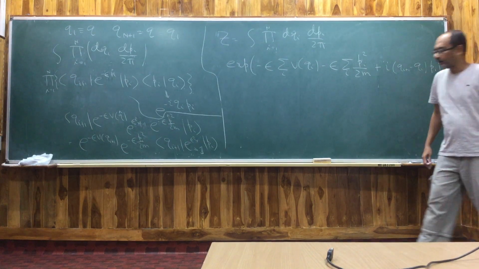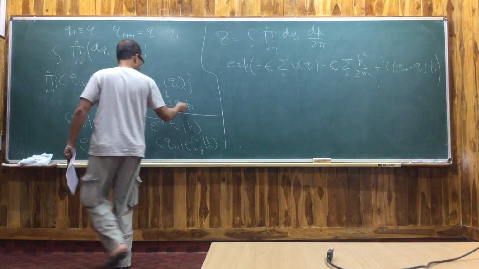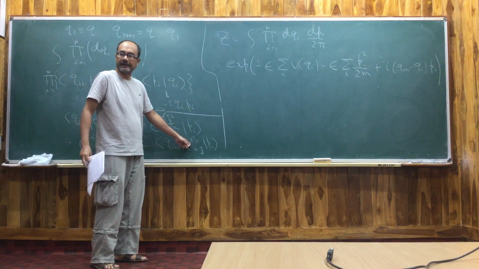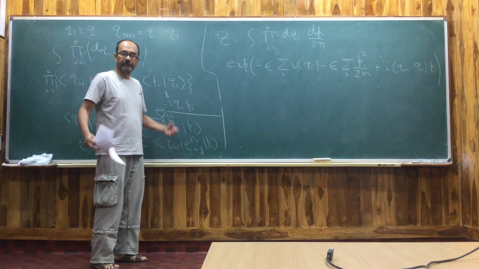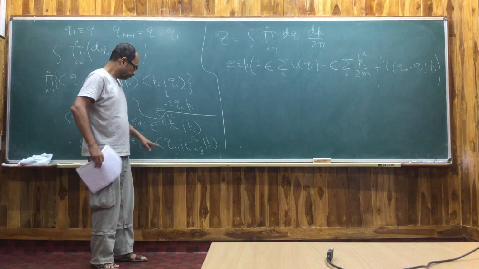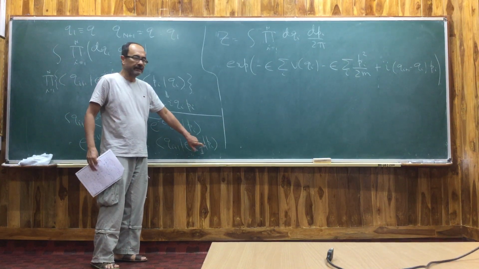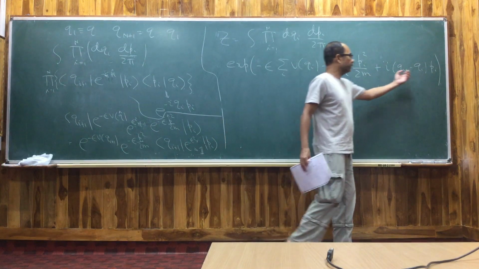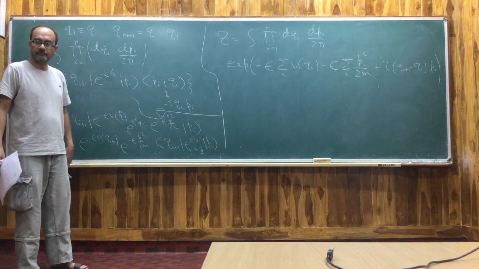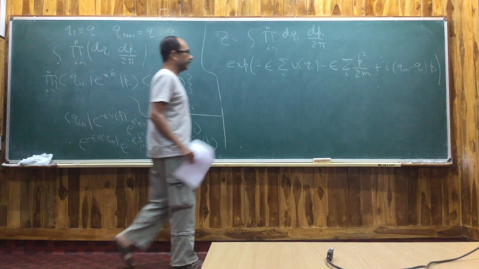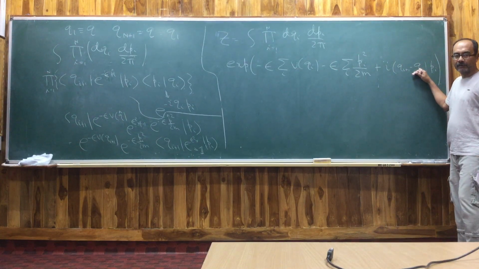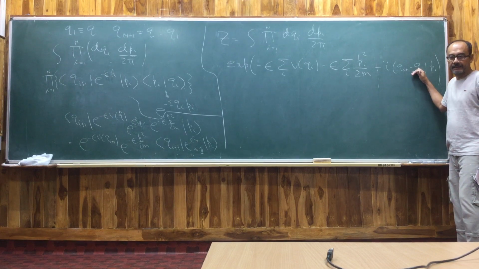Is this clear? One factor came from here, that's straightforward. The other factor came after using the fact that I can replace this e to the epsilon squared by the identity, because the difference from identity, even if you take the product of n such terms, is still close to identity. So then you just have q_{i+1} p_i, and that's e to the i q_{i+1} p_i. So now we can do the p integrals using the standard Gaussian trick. We complete the square and do the p integral.